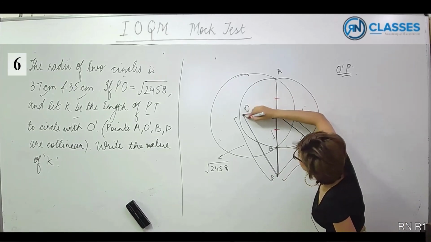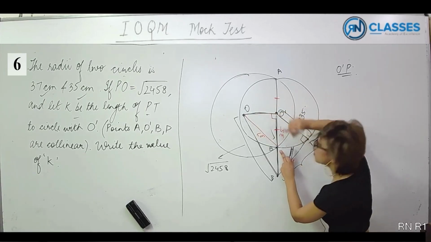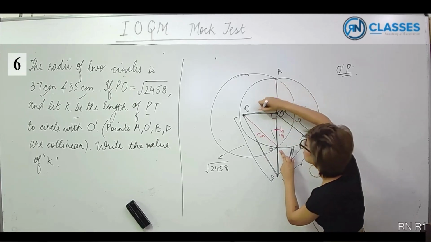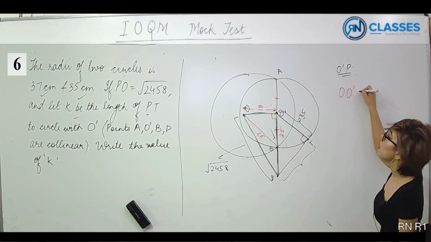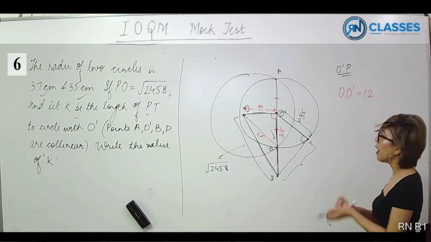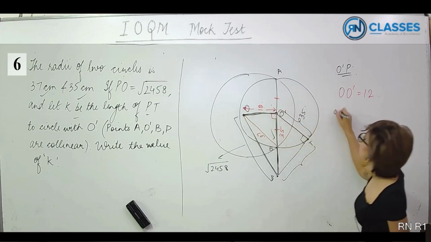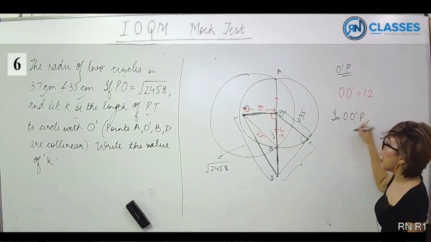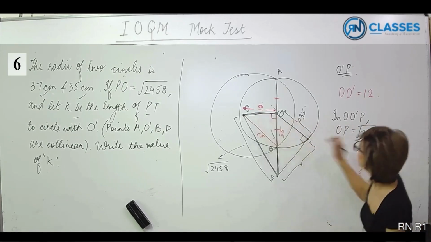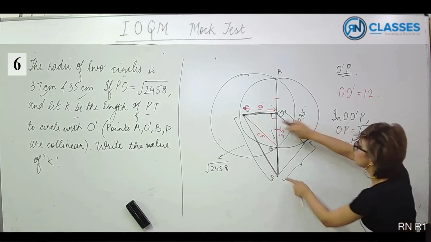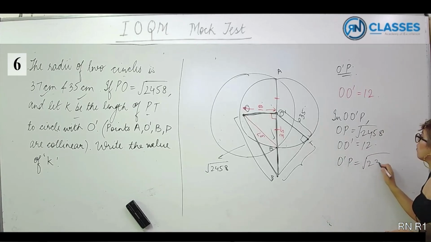Why? Because if I join this, this is 37, this is 35, and using Pythagoras theorem, we know the Pythagorean triplet, that is 12. So, O dash is equal to 12. Now, go on to the bigger triangle, the one we were interested in. In triangle O dash P, I know the length OP, which is given to you, 2, 4, 5, 8. And I know this length O dash, which is 12. And I need to find this length O dash P, which turns out to be root 231.